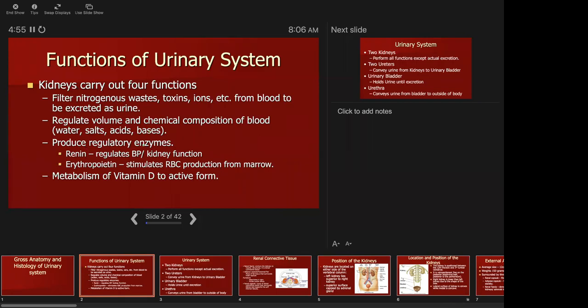It also has some endocrine function. It produces regulatory enzymes like renin, which takes part in the regulation of blood pressure and also kidney function. It also produces another hormone called erythropoietin, which is important in red blood cell production in the bone marrow. It also takes part in the metabolism of vitamin D, and so on. So the kidney has so many functions.